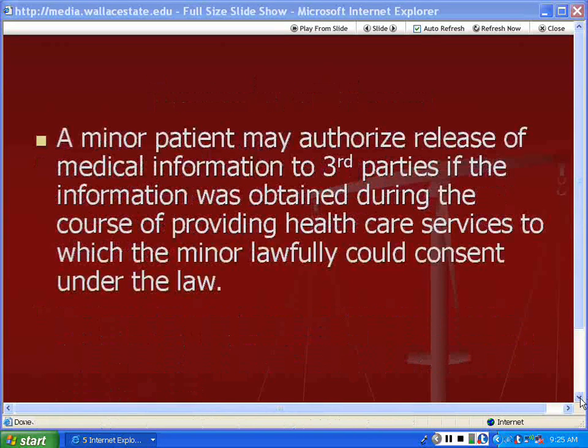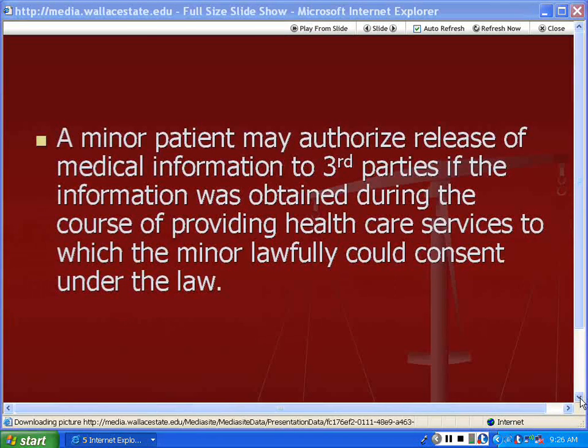A minor patient, again, may authorize release of medical information to third parties if the information was obtained during the course of providing health care services to which the minor lawfully could consent under the law. So that's just restating what I said a minute ago. In general, the parents need to consent, but if the minor originally gave consent for treatment, the minor gives consent for the release of information in regard to that treatment.